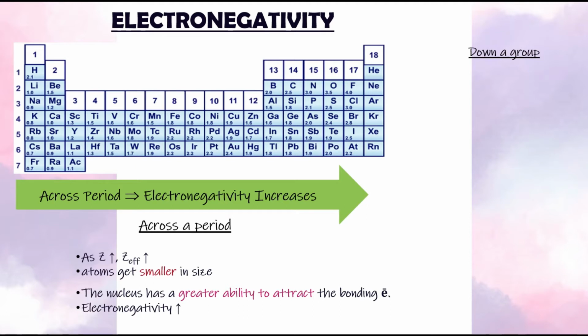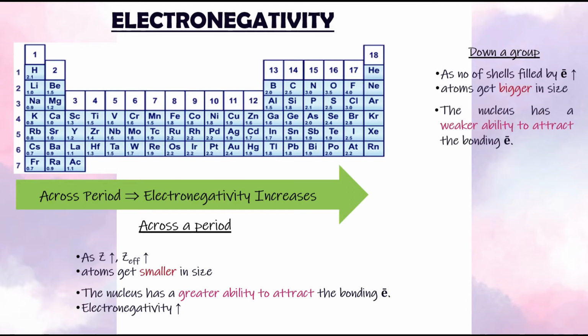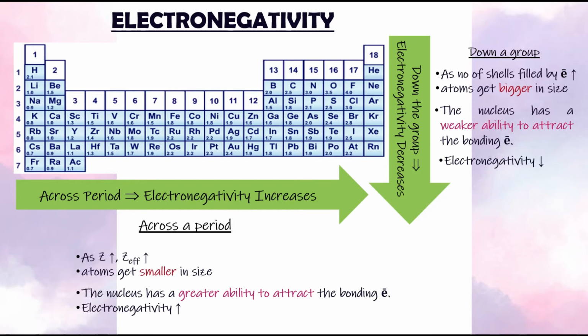As for down the group, as the number of shells filled by electrons increases, the atoms will get bigger in size. The nucleus has a weaker ability to attract the bonding electrons, therefore the electronegativity decreases. So in here, we can see that fluorine is the most electronegative element in the periodic table.